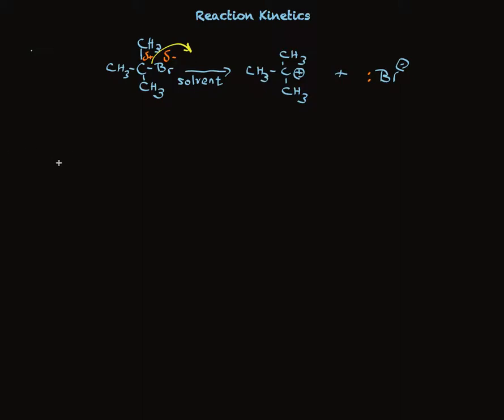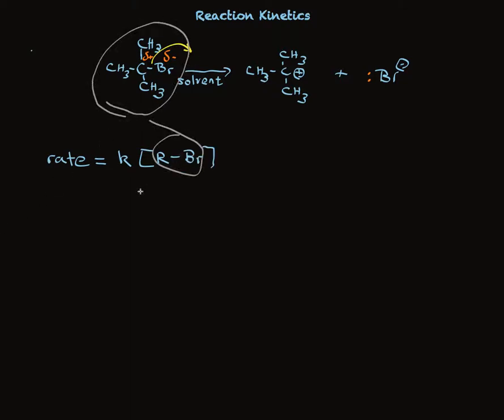The rate equation for this reaction follows the form we just saw. There's a rate constant, and then secondly, the concentration of the alkyl bromide. I'm going to write that as RBr. R is the abbreviation for alkyl group. So this guy is abbreviated RBr. And the rate equation has the concentration of one reactant and the rate constant term. Because there's only one reactant in the rate equation, we call this a first order reaction.